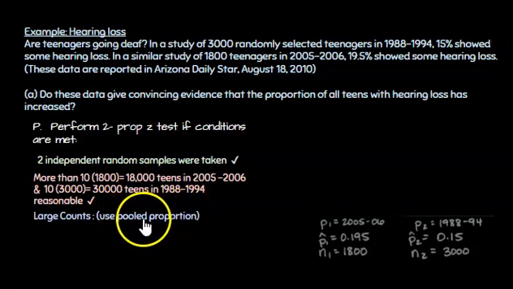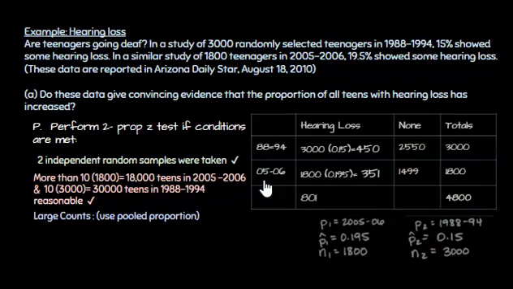Now, for large counts, we have to stop. We have to use the pooled proportion here. So we have to do a little bit of work. So I created a table. I am really concerned about the hearing loss people, right? So in my 88 to 94 group, there were 3,000. 15% of them had hearing loss. If I multiply those out, round it to a whole number, I get 450 people. If I subtract that from 3,000, that gives me 2,550 who did not have hearing loss.